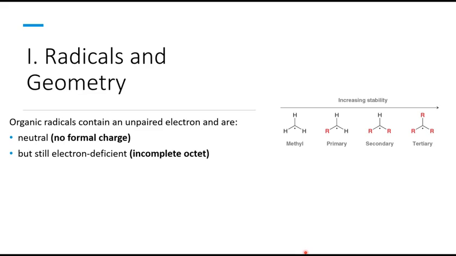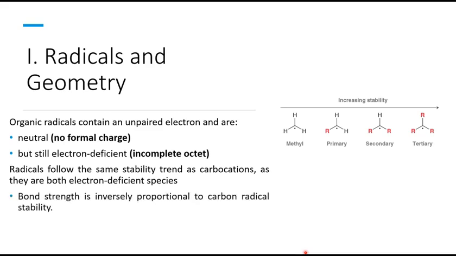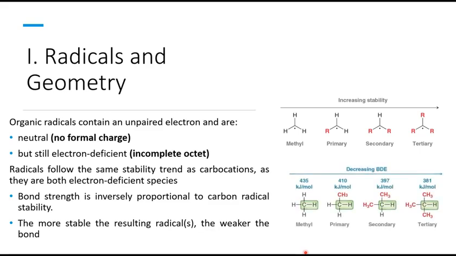Even though the formal charge is 0, it is still electron deficient due to the incomplete octet. Radicals follow the same stability as carbocations, as they are both electron deficient species. The bond strength is inversely proportional to the carbon radical stability. The more stable the resulting radicals, the weaker the bond.